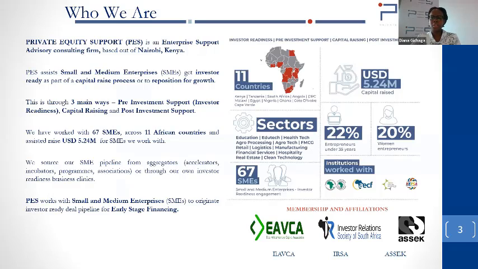It's always good to start by introducing yourself. So who is Private Equity Support, or PES, as people like to refer to it? We are an enterprise support organization, and we've been around for about 4 years now. This is our 4th year. And essentially what we do is we work with small and medium enterprises to get them investor ready. So this investor readiness is either raising capital or just repositioning for growth.